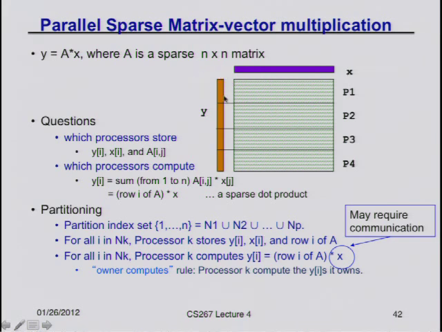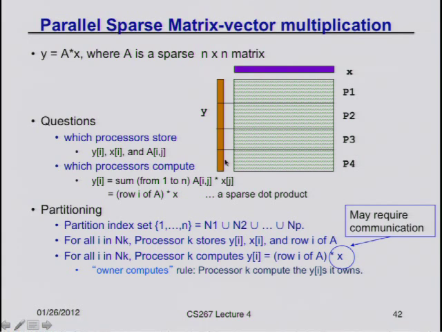Right? That seems like a natural thing to do. So the questions that we have, that's one answer. The general question is, which processors are going to be responsible for storing every particular entry? The first quarter goes to processor 1 is only one answer. Who owns X and who owns Y? And which processor is going to be responsible for actually doing the dot product?